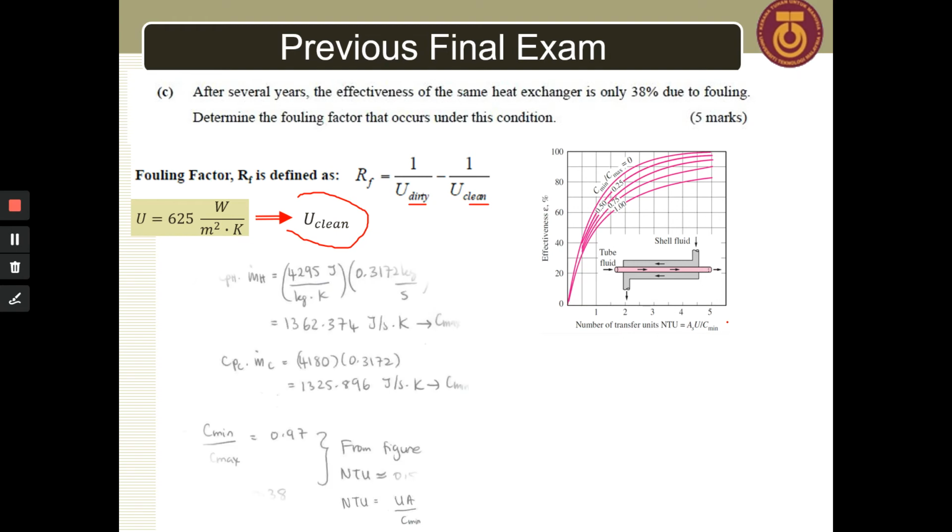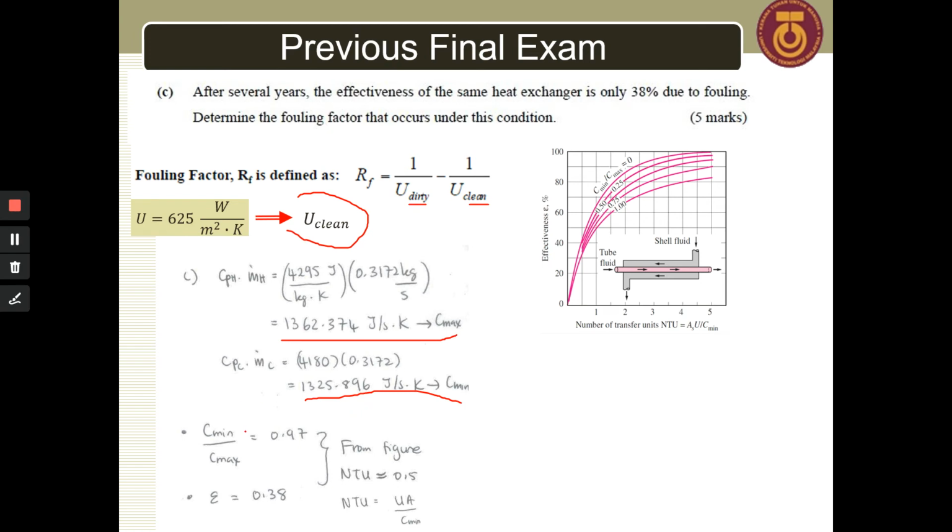So what we do now is calculate C-min. We first find out which one has C-min. Is it from the heating stream or from the cooling stream? From here we see that the cooling stream has lower joule per second Kelvin. Therefore we can consider this as C-min, and the heating stream as C-max.